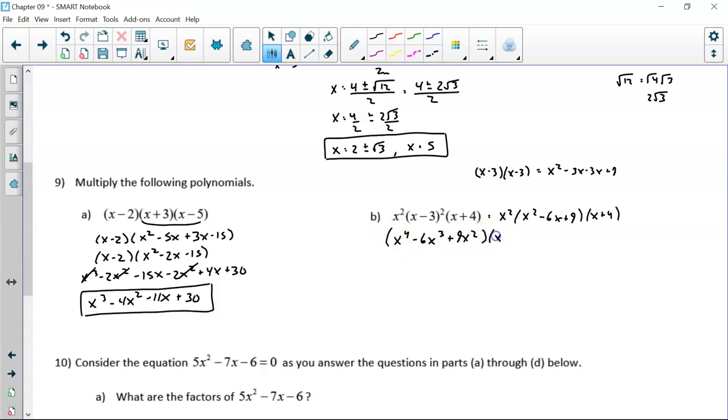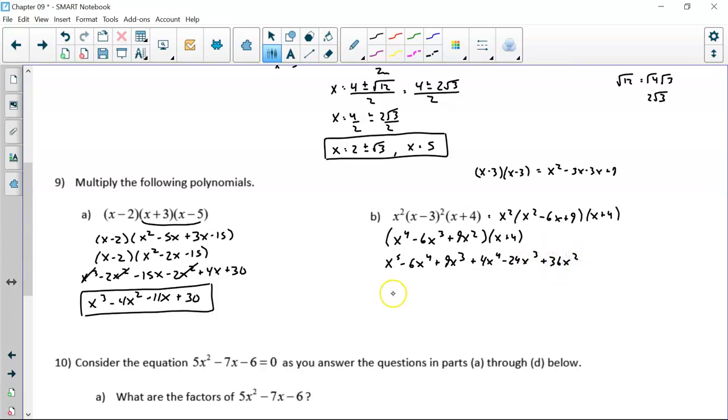And that's going to be multiplied by x plus 4. So I'm going to distribute the x. So I get x to the 5th minus 6x to the 4th plus 9x cubed. And I distribute the 4. So I get plus 4x to the 4th minus 24x cubed plus 36x squared.